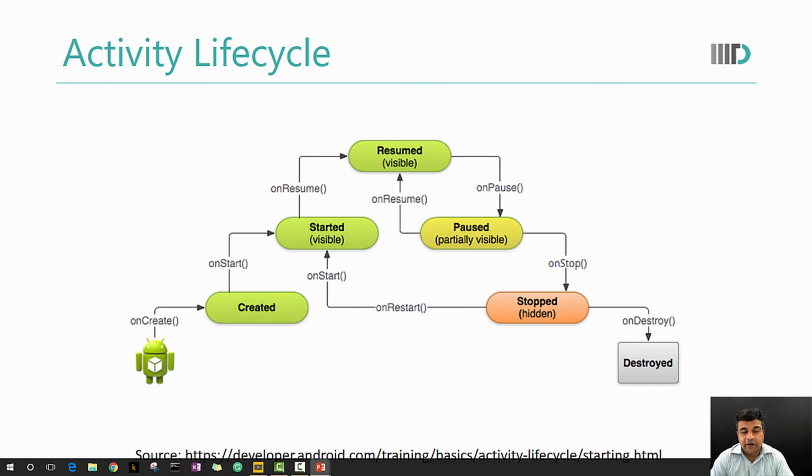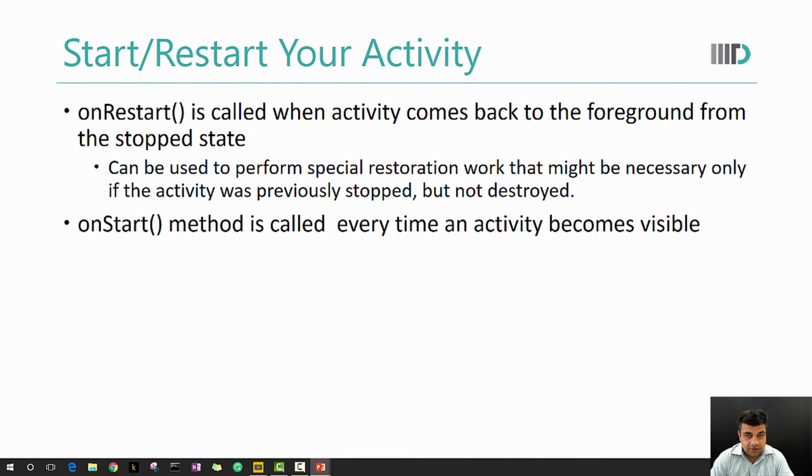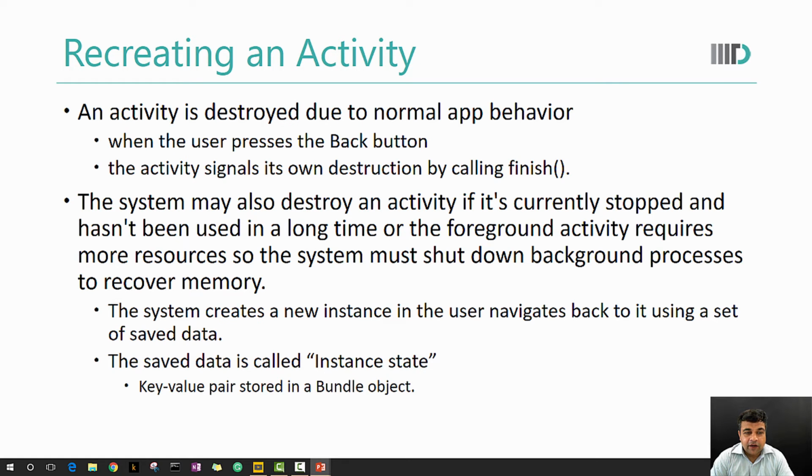Now let us look at recreating an activity. Just some time back I told you the scenarios in which an application can be stopped. Now let us see when an application can be destroyed due to normal app behavior. For example, you may press the back button to destroy your application. Your application itself may signal its own destruction by calling finish, that is, your application ends. This is similar to any other program that you have written in Java that ends after some time of execution. These are the scenarios which are considered the normal app behavior.